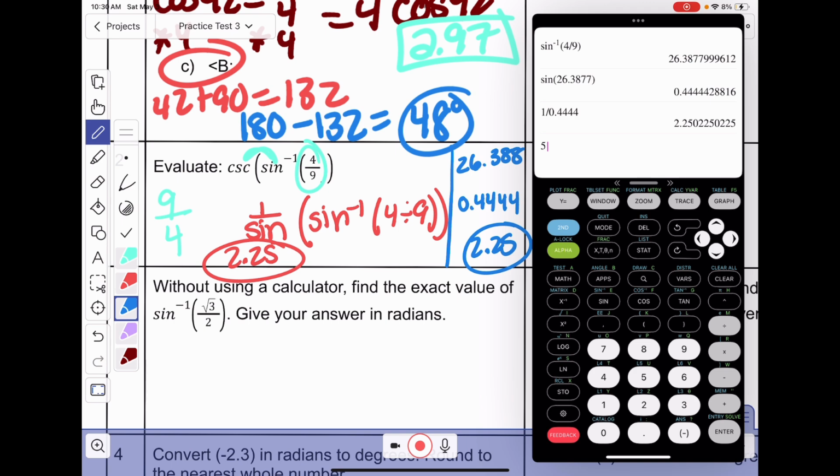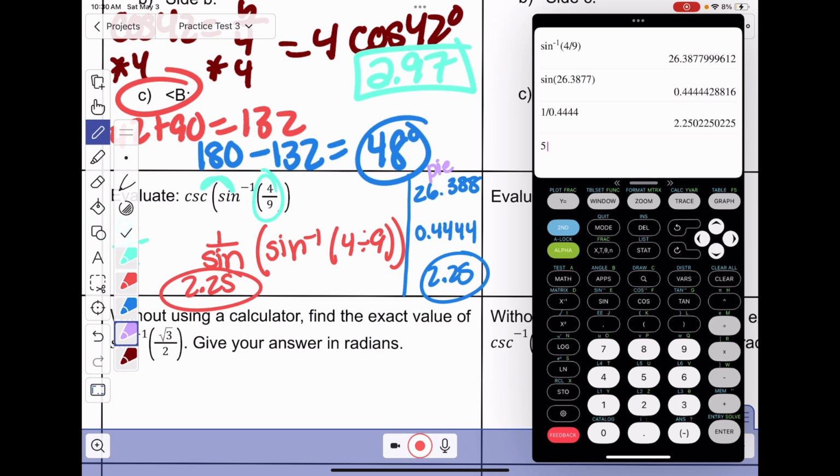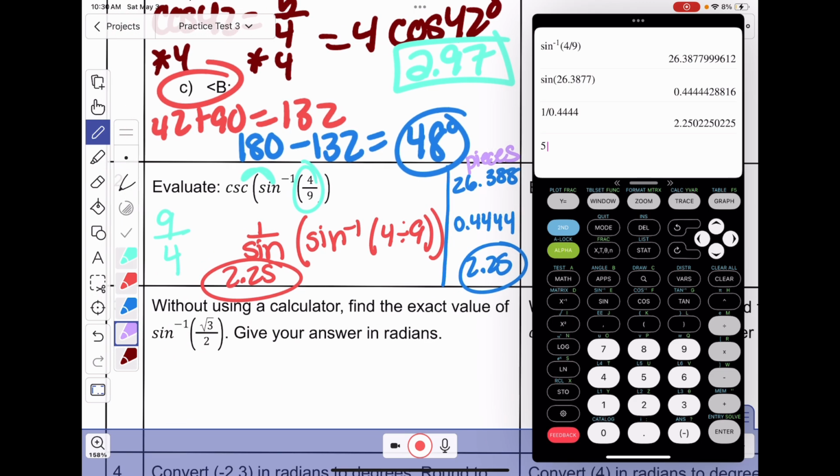So you can do it either way. You can do it piecemeal, one section at a time. You can just type it in the calculator. And then sometimes if you recognize they're inverses and related and reciprocals, you can do it that way.